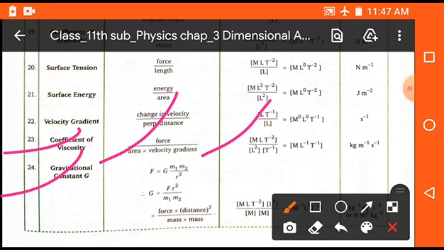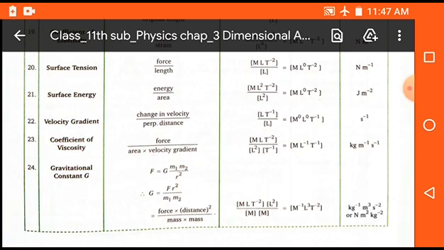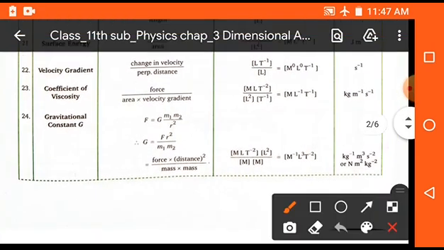And the next one is the gravitational constant. It is also known as the universal gravitational constant and is represented by capital G. So capital G is equal to F r square upon m1 m2, and its dimension will be M minus 1 L3 T minus 2.